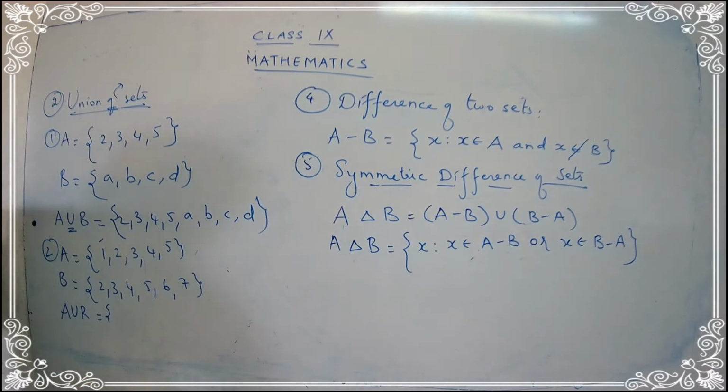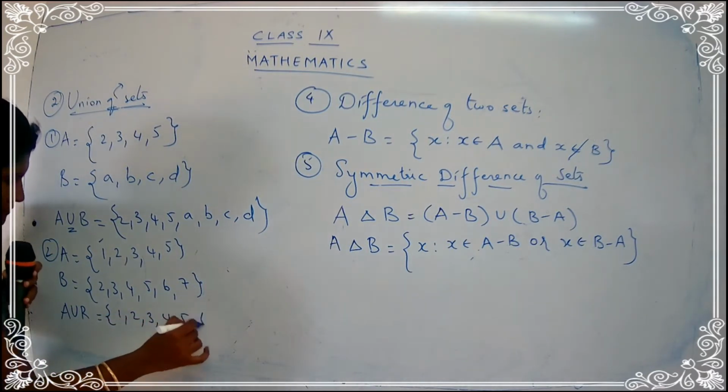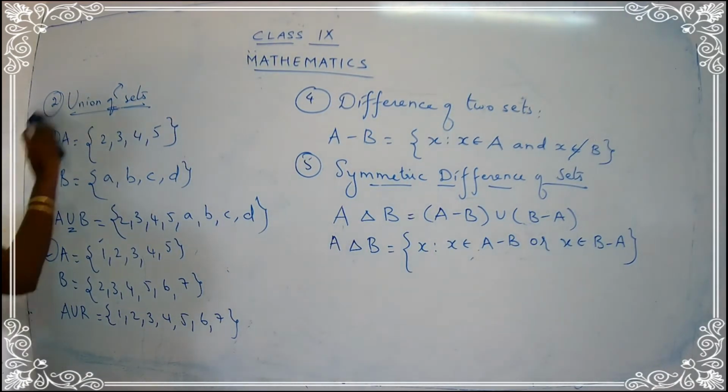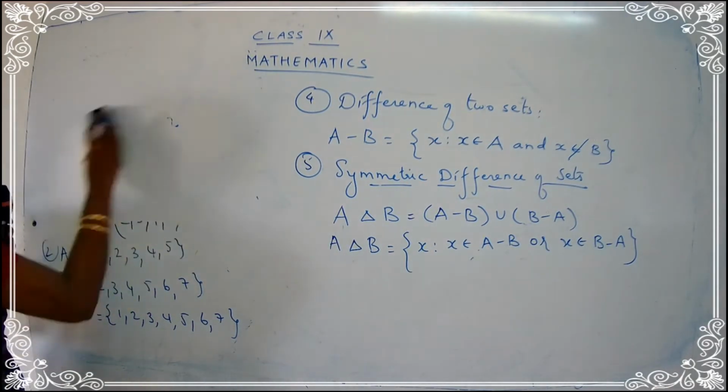So what was the answer for A union B here? It was 1, 2, 3, 4, 5, 6, 7. So A union B is {1, 2, 3, 4, 5, 6, 7}. I hope you are clear with the union of two sets. Union of two sets means you are given two different sets, and union means you bring them together. The symbol for union is U. Clear?